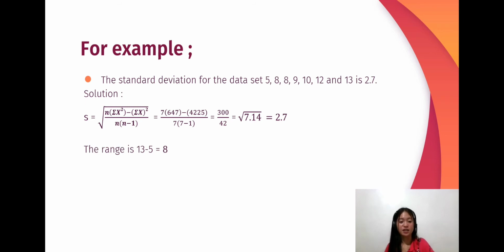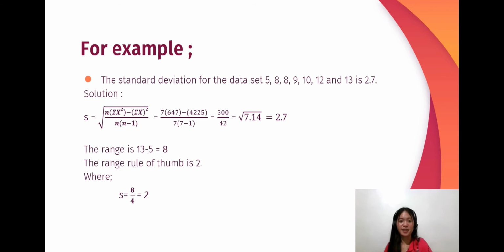So, what is the range? To get the range, it is the highest value minus the lowest value. So, 13 minus 5 equals 8. Then, the range rule of thumb: our standard deviation is the range divided by 4. So it comes up to 2. That is the range rule of thumb.